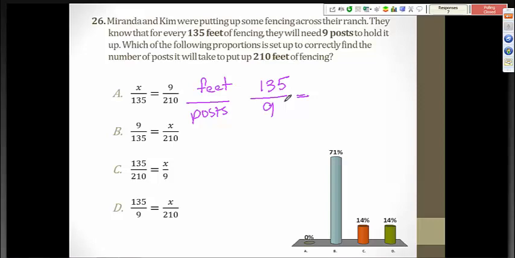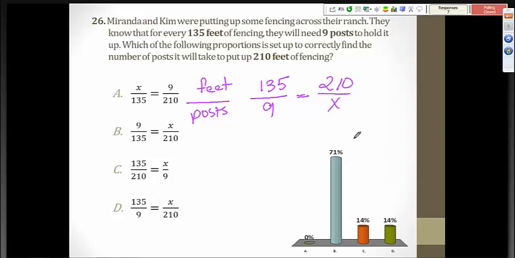which of the following proportions is set up to correctly find the number of posts? So the number of posts, we're going to represent that with what? X. All right? So that's going to go on the bottom, on the denominator. Well, it take to put up 210 feet of fencing. So that goes right there, 210 feet.